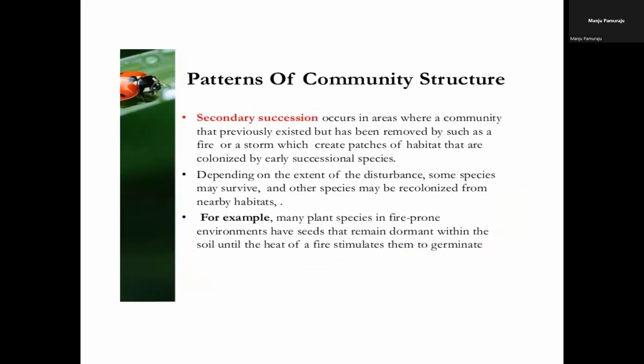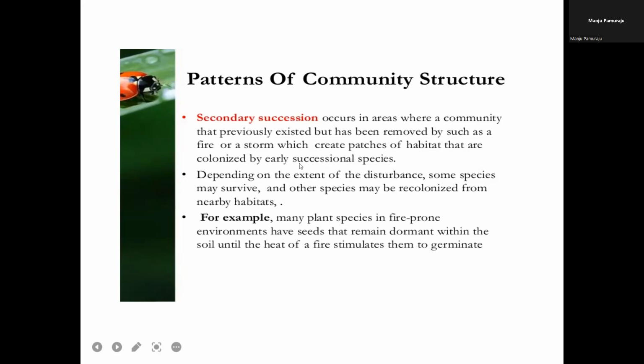The second one is secondary succession. Secondary succession occurs in an area where a community was already present but has been removed due to fire or storms, which create patches of habitat that are colonized by early successional species. The final community was already formed, but due to ecological disturbances the area has no living organisms, though small seeds or other sporulating structures may be present inside the soil. Depending on the extent of the disturbance, some species may survive and other species may be recolonized from nearby habitats.